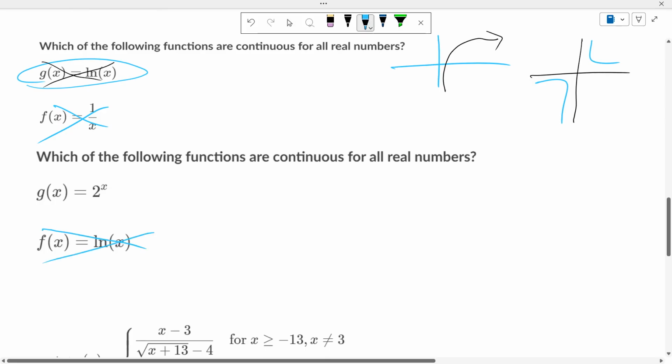How about 2 to the x? Can you take 2 to the -4th power? Yeah, 2 to the negative power works. Can you take 2 to the 0 power? Yeah, 2 to the 0 is 1. Can you take 2 to the 5th power? Yeah. So this one works for all real numbers.